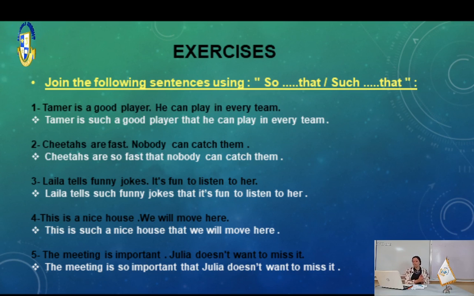Cheetahs are fast. Nobody can catch them. Okay. Fast here is only an adjective. So we are going to use so. Very good. So before the adjective, then we use that. So I want you please to circle fast and put so before and that after the word, and the answer is going to be as follows. Cheetahs are so fast that nobody can catch them. Let's move to question number 3.